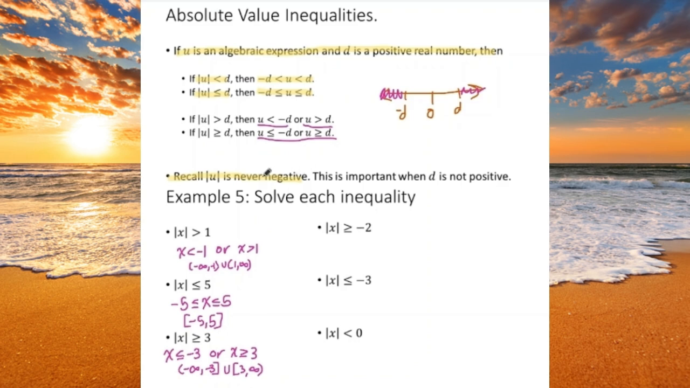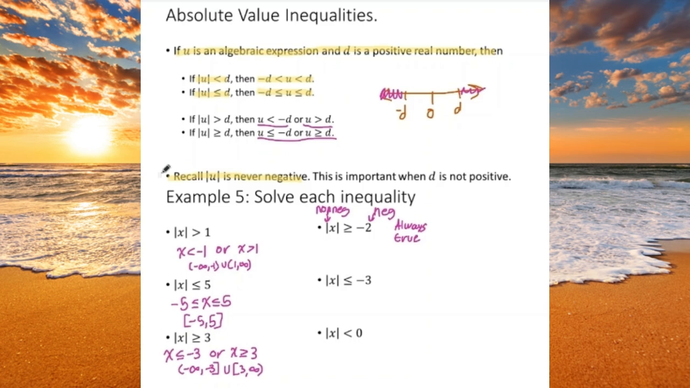For our next example, we're going to take a look at the absolute value of x being greater than or equal to negative 2. Because negative 2 is negative, we're not going to split the inequality up like we did in the previous three, using the rules outlined above. Absolute value of x is always non-negative. Well, negative 2 is negative. Well, non-negative numbers are always greater than negative numbers.